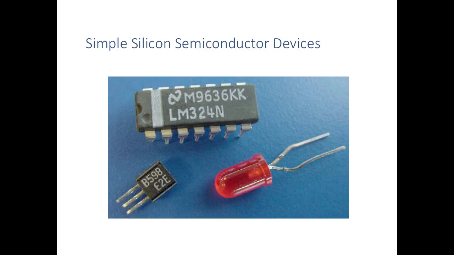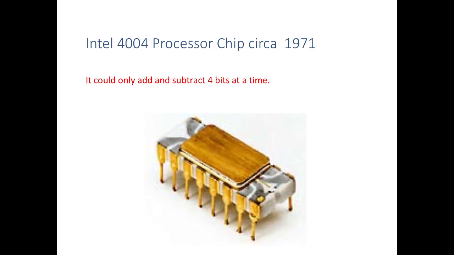Here is an example of a transistor on the top. That is a dual inline package. And then there is a small discrete transistor in the lower left, and then we have a simple two-junction light-emitting diode on the lower right.